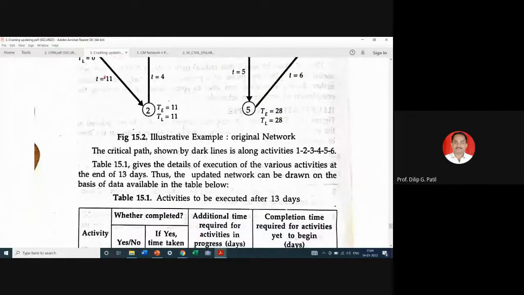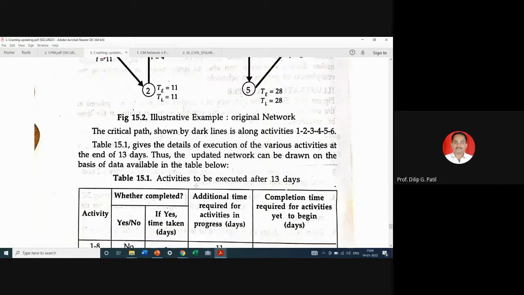The table 51 gives details of execution of various activities at the end of 13th day. Thus, the updated network can be drawn on the basis of data available in the table below.